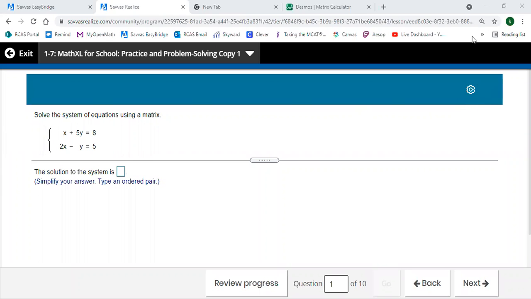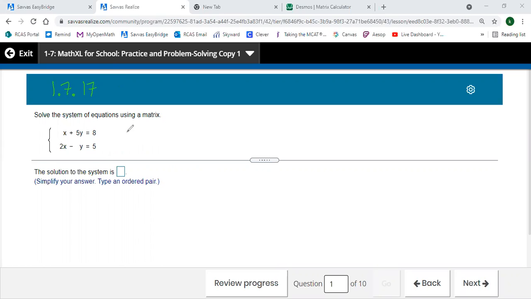All right, here we go. We are looking at problem number 1, and my other number that I need for this is, we're in lesson 1.7. So 1.7 and problem 1 was 17. All right, and we're supposed to solve this using a matrix.